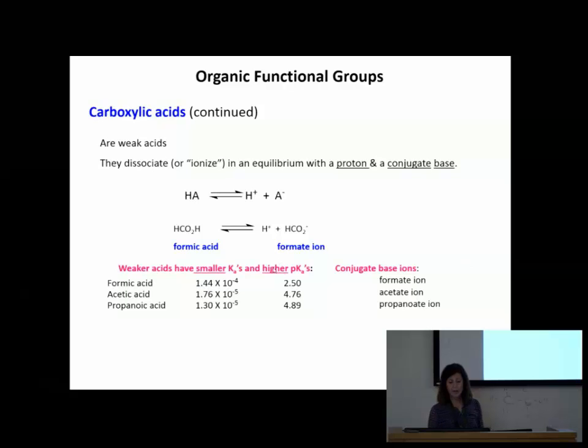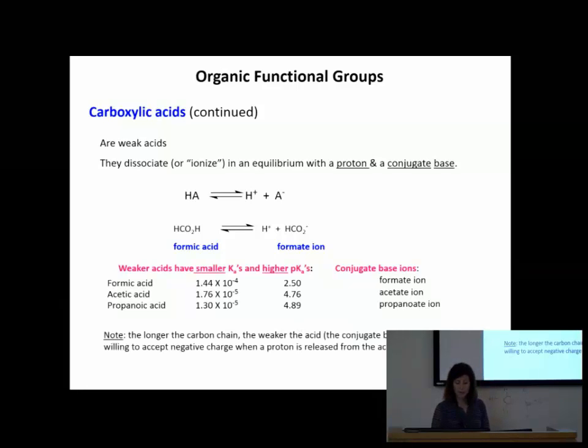Can you repeat what you just said? Sure, absolutely. I can repeat myself. The P function is negative log. And when you take the negative log of something, it makes a big number a small number. So here you see that formic acid is the strongest acid. It has the smallest pKa.